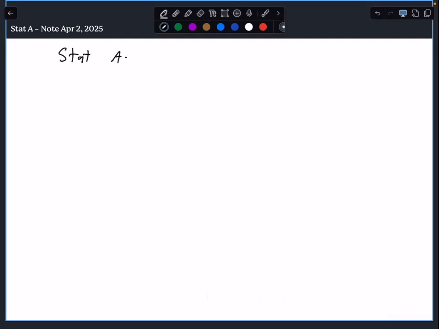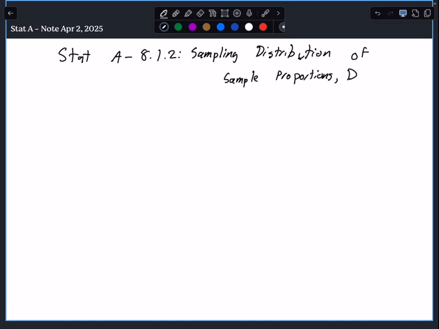Stat A, 8.1.2, sampling distribution. Sampling distribution of sample proportions. Day 2.